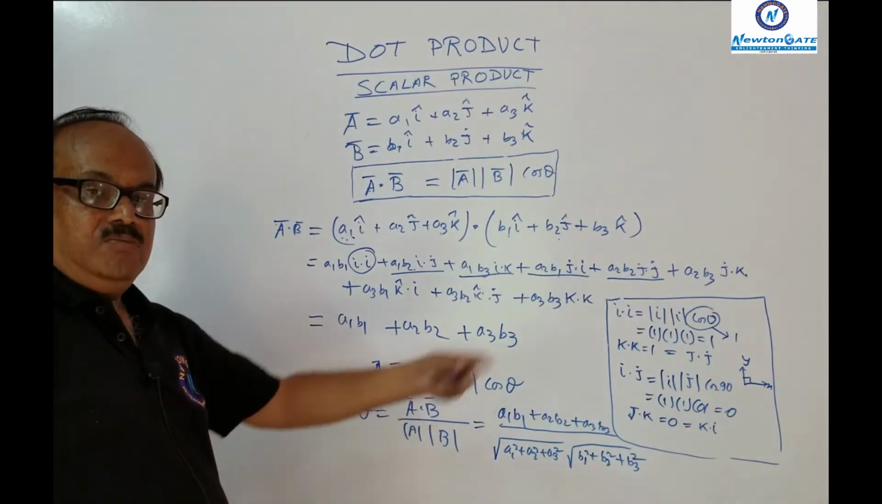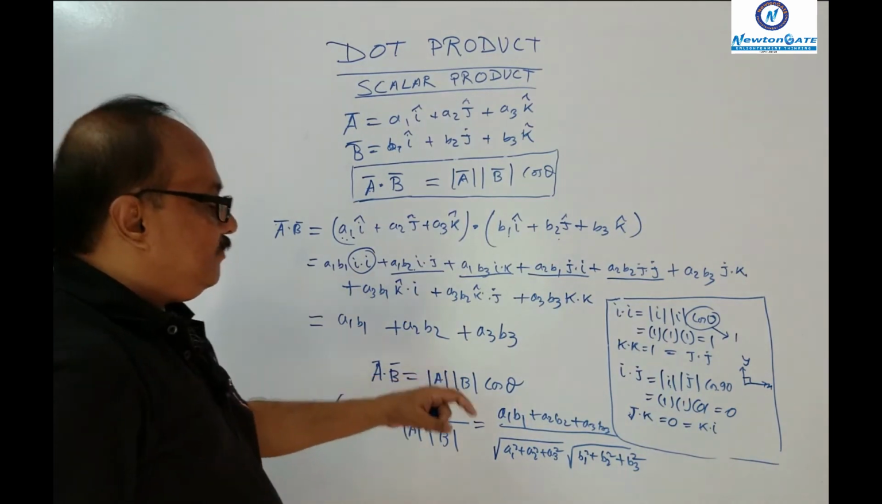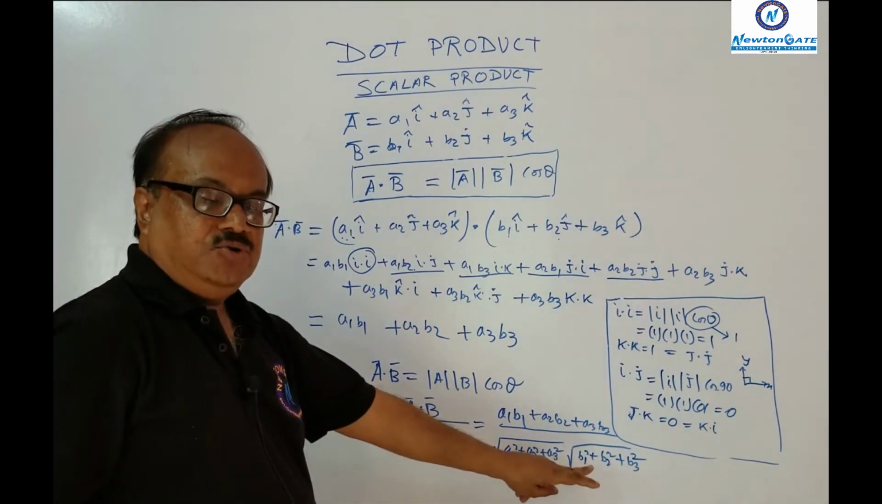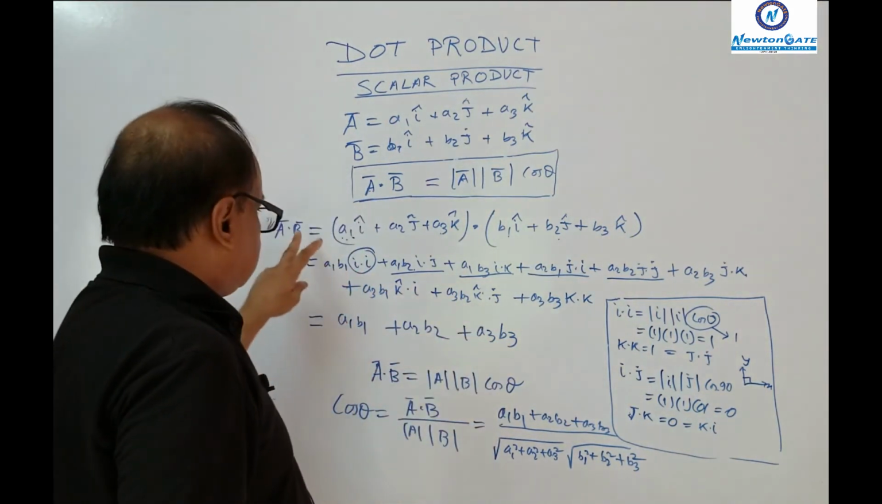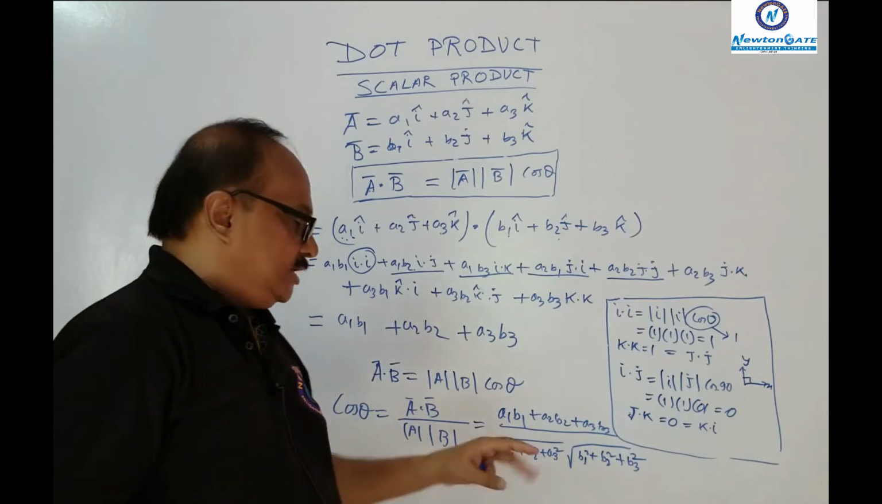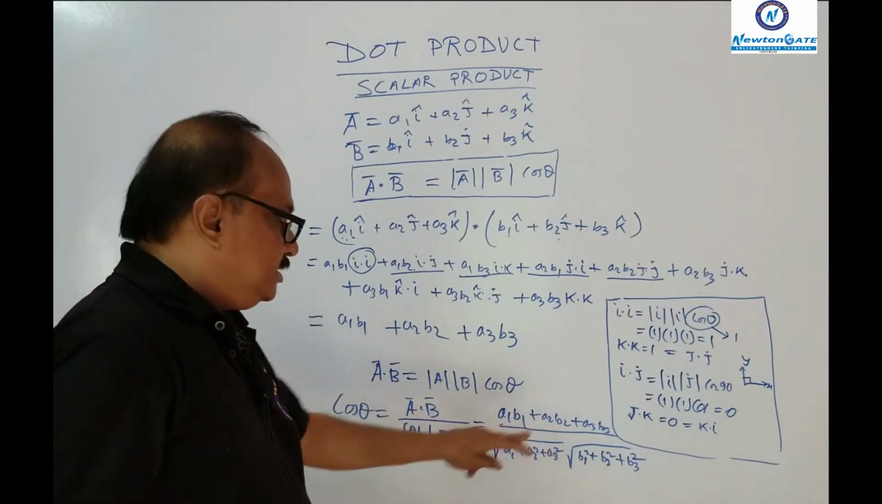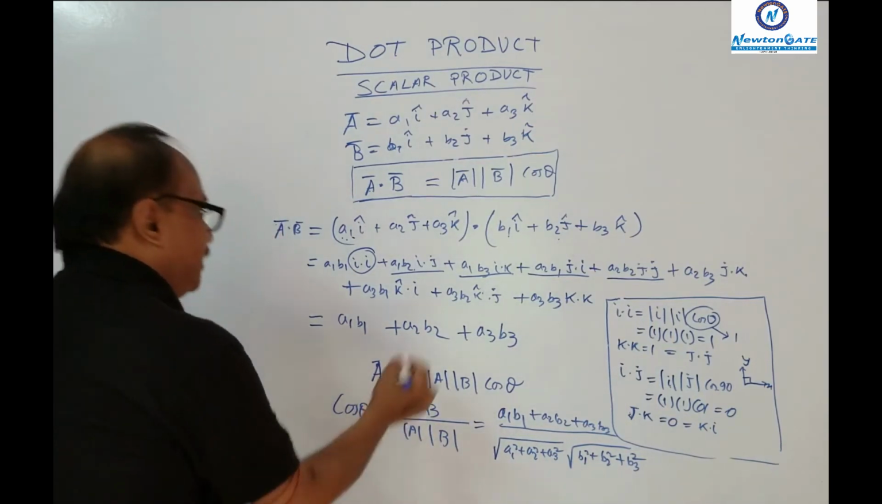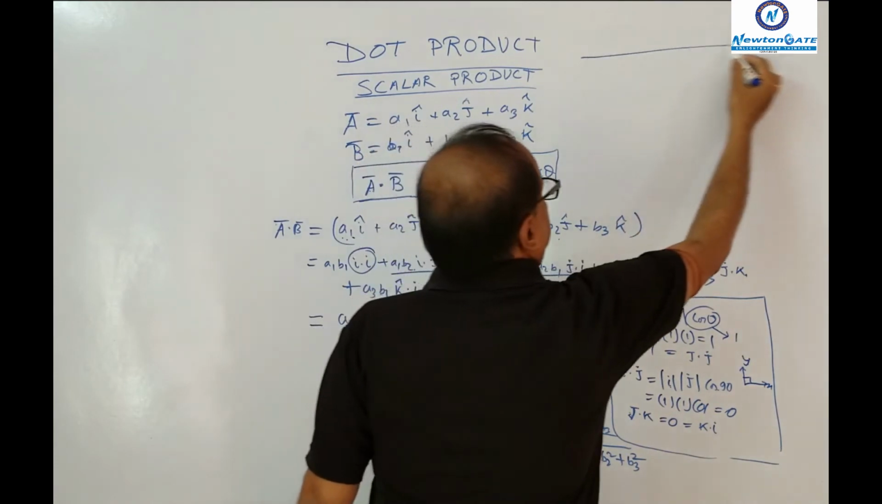Let me tell you another more important factor about this. Now if I say that two vectors are perpendicular to each other, then cos theta is 0. Cos theta being 0 means that these two vectors are perpendicular; this is the condition of perpendicularity. Here I write, it's better to write over here.